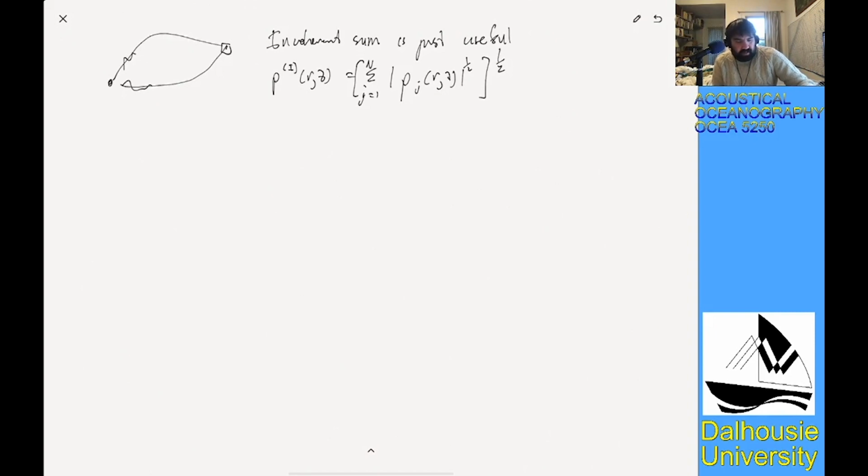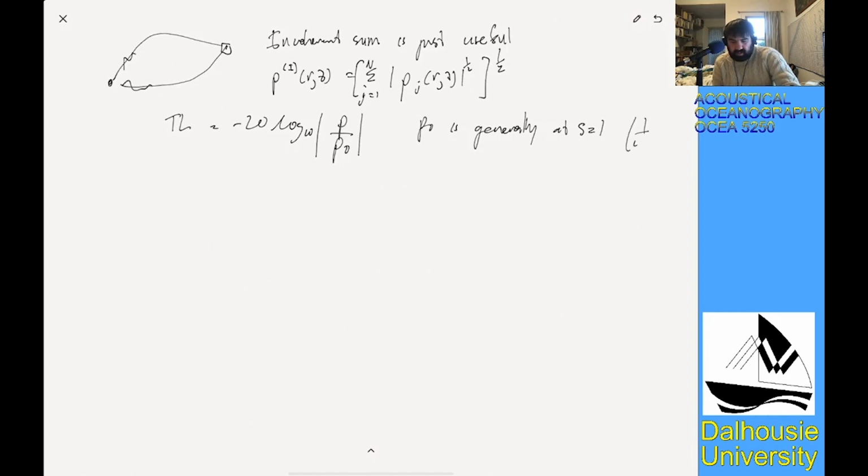Okay. Transmission loss, of course. Take minus 20 log base 10, absolute value of P over P naught. P naught is generally at S equals 1. So in other words, 1 over 4 pi.